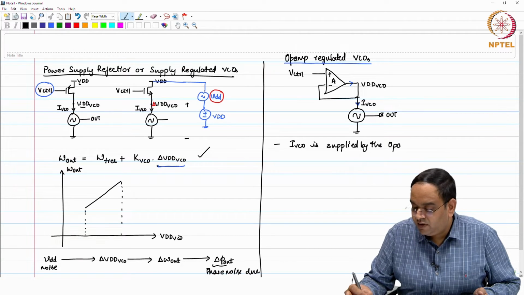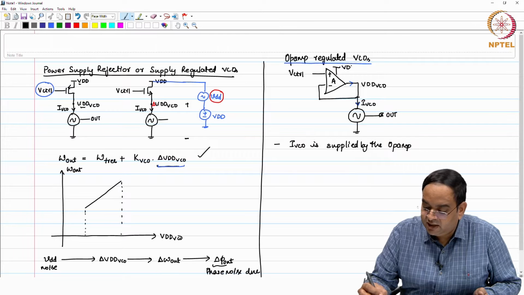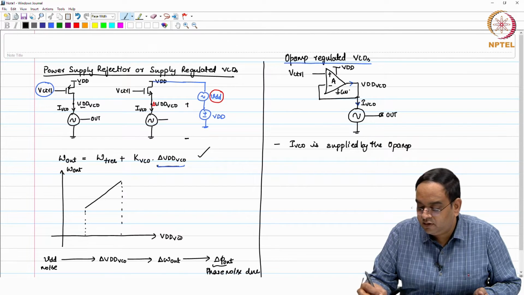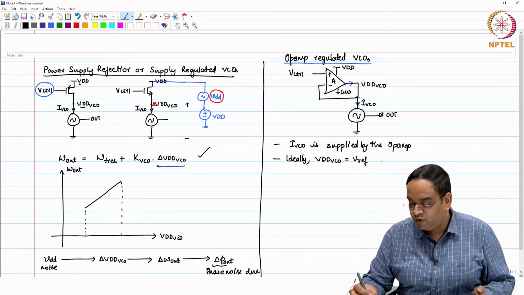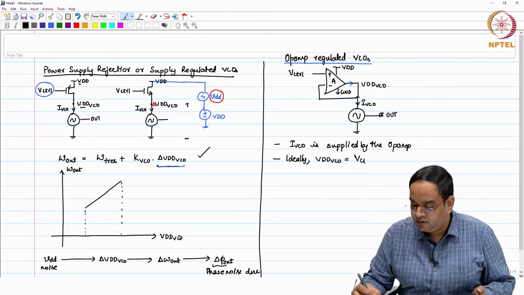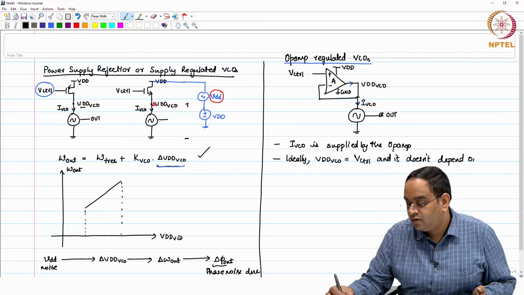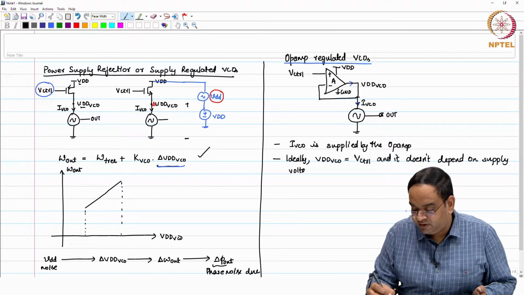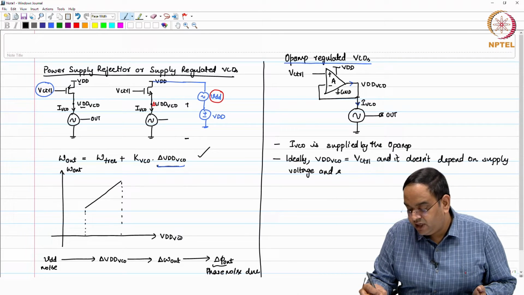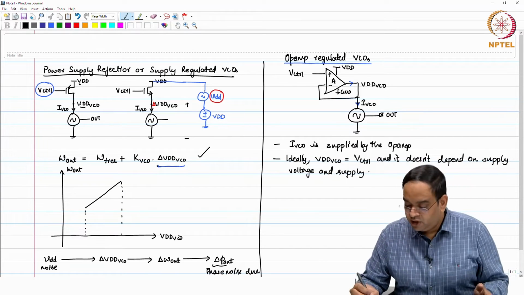Okay. Now, the Opamp will itself be connected to a supply voltage. So, you have VDD and ground connected to the Opamp, right. So, ideally VDD VCO is equal to Vref, V control here, and it does not depend on supply voltage or supply noise. Now, this is a very big statement. Under ideal conditions this happens, but in regular conditions this is not going to happen.